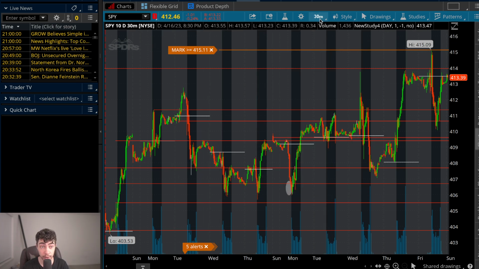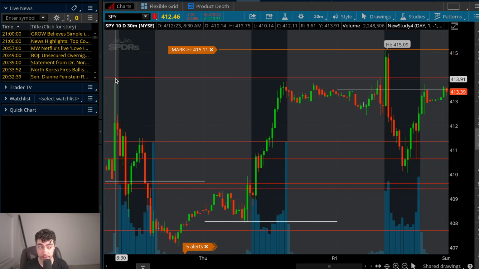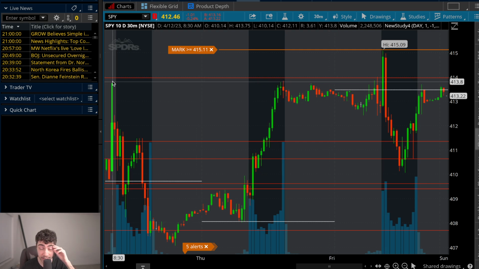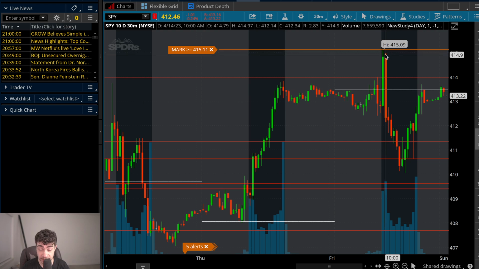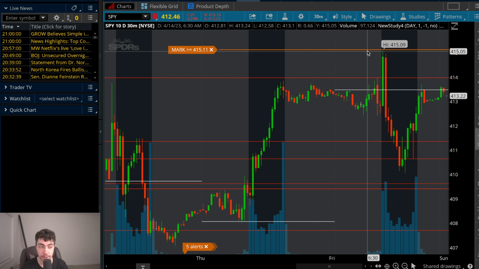So what we're going to do here is analyze the pre-market chart and the 30-minute chart. So 414 is make or break resistance. If it breaks above 414, we go to 415. If it breaks above 415, we go to the 416s, which would be the true best price to short.